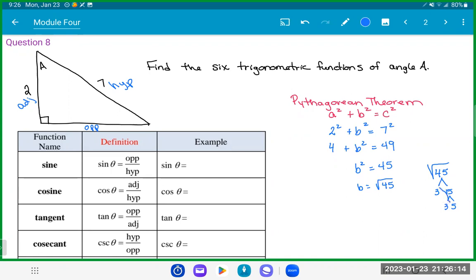So for every pair, we can pull 1 to the outside. So that means that our b is really 3. And what's left on the inside is that square root of 5, which we did not circle. Okay, so now I know that my opposite here is equal to 3 square roots of 5.